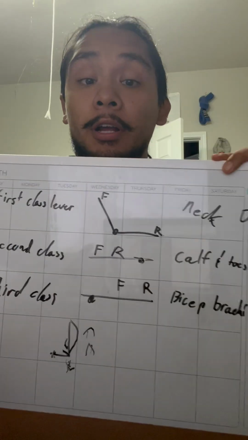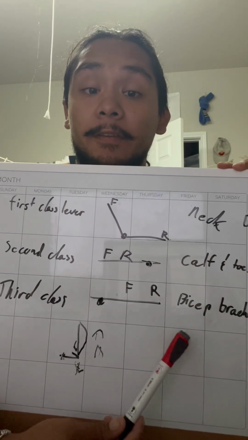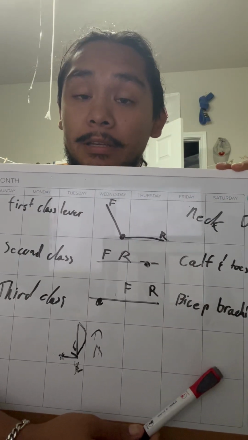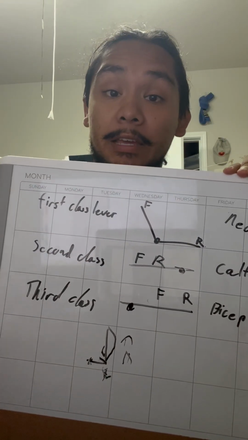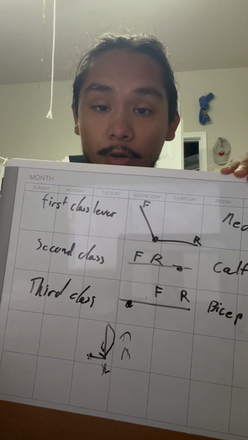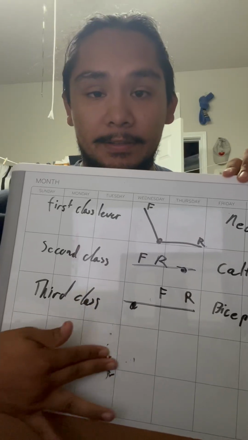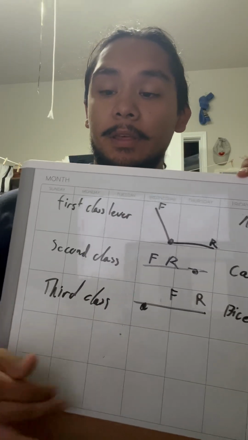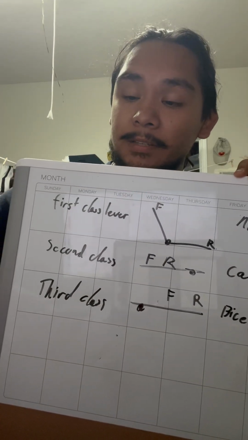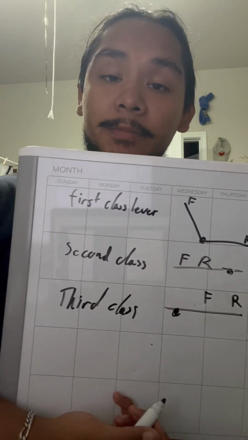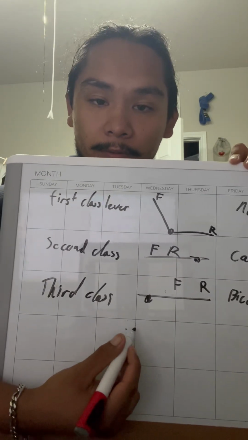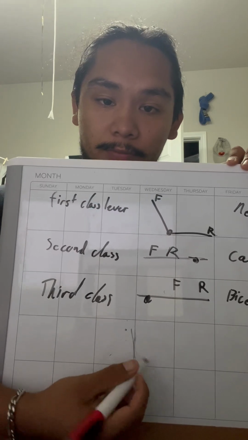Now for our third class lever, I have here our biceps brachii in flexion. Now, why would this be considered a third class lever? Well, if I can erase this lovely drawing, our biceps brachii sit on top of our, if the fulcrum is our elbow, here. So this would be the humerus.